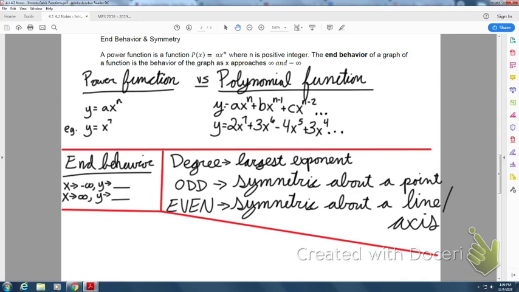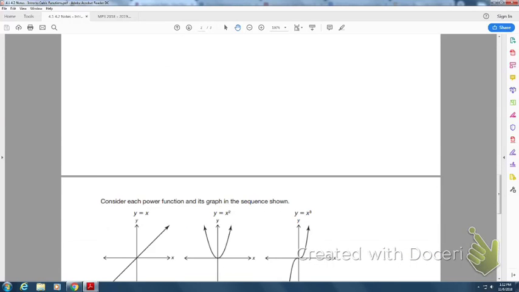Okay, the difference between a power function and a polynomial function. Make sure you're good on writing your end behavior. Whenever I say, all right, we're dealing with a 5th degree polynomial, you know what that means. Okay, so the exponent is 5, so the largest exponent is 5. All right, so let's go to the back.